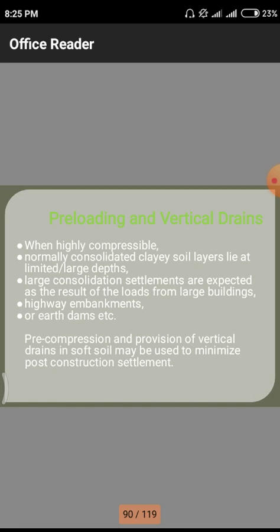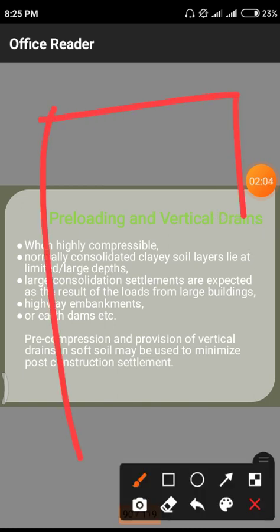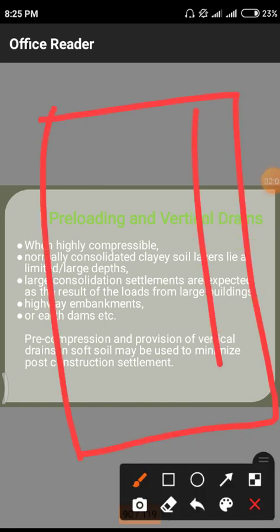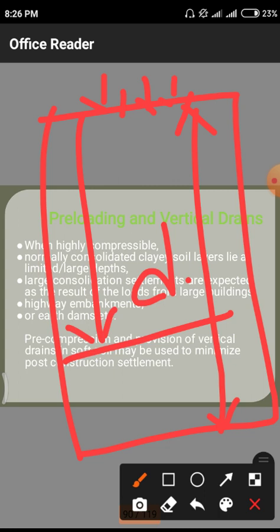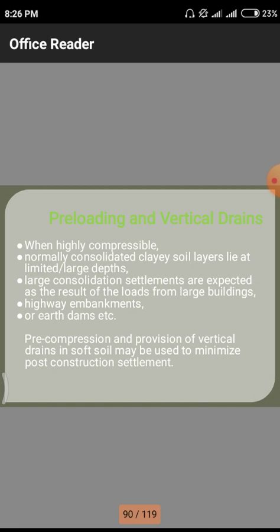Next, normally consolidated clay soils are having a limited or large depth. That means consolidated clay soil layers lie at limited or large depths. We have the total quantity of soil, and this is the total depth, the d value. By using these preloading techniques, we can compress the soil up to particular depths only. This is not suitable for the entire depth. That is the main meaning of the second point.